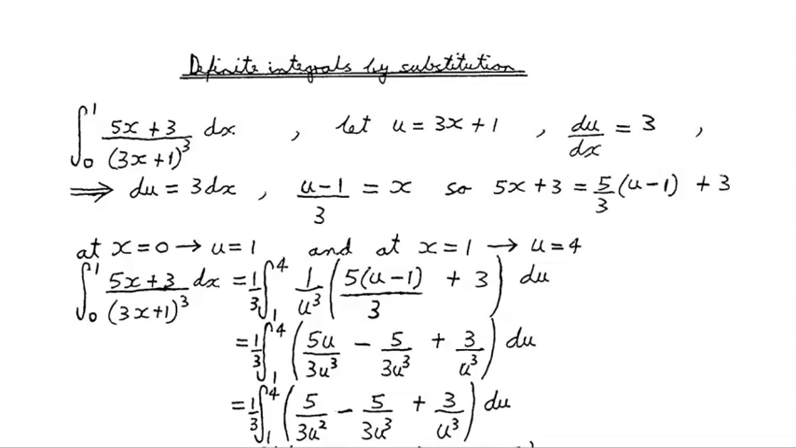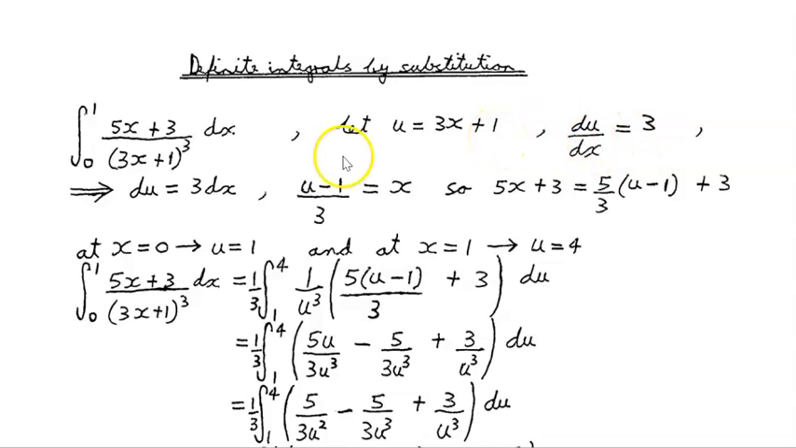So let's look at evaluating definite integrals using the technique of substitution. Here's our integral between the terminals 0 and 1 of the integrand (5x plus 3) over (3x plus 1) to the power of 3 with respect to x. Okay, so what we're going to do is let our substitution be u equals 3x plus 1.